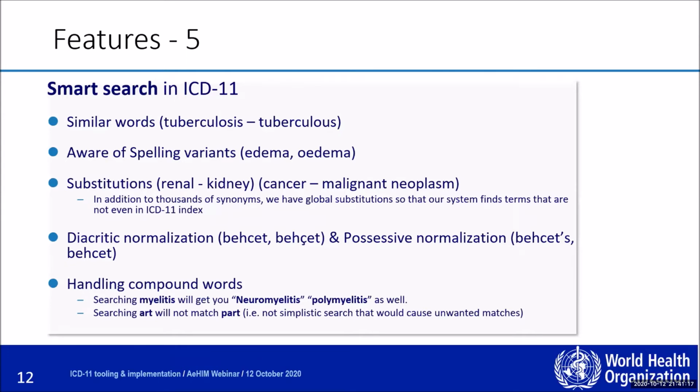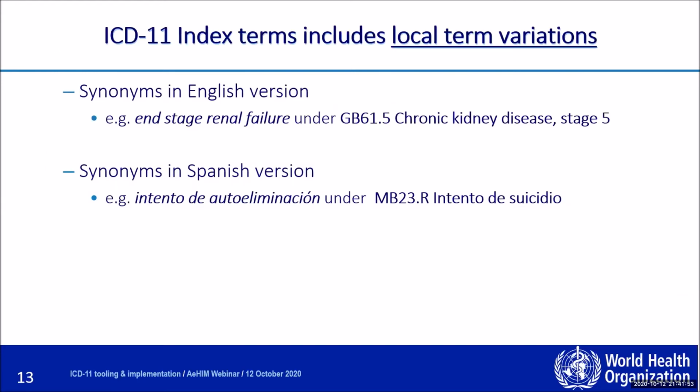So, for example, similar words are recognized if there are any kind of spelling variances between American or English. They are there and accounted for. We have also made use of what is called global word substitution lists. So we equate upfront renal with kidney or cancer with malignant neoplasm. So kind of hardwiring the system in the background, and other features which are there to make the search much more intuitive, as you used to have it also, for example, in the Google type of environment.